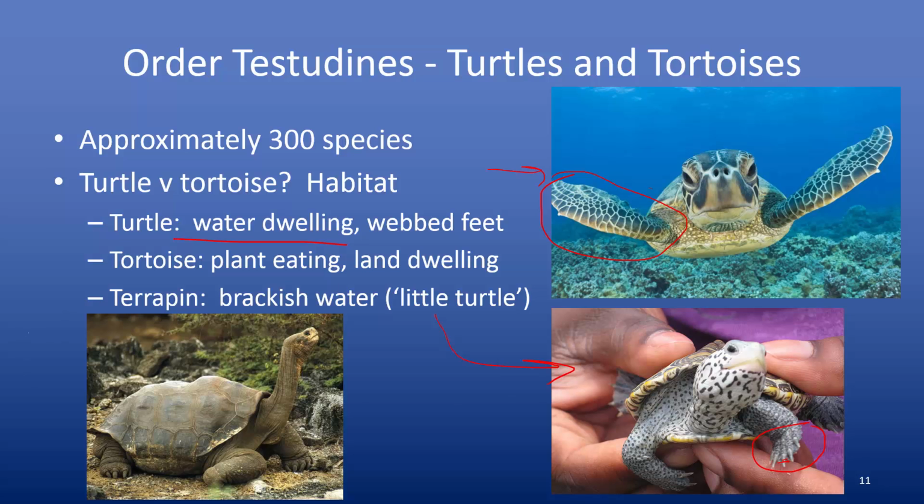On your tortoises, they are land animals, okay? Land-dwelling. Turtles are water-dwelling. They have webbed feet. Tortoises do not have webbed feet. They have little individual toes, okay? Also, tortoises eat plants and vegetation, whereas turtles are carnivorous. For instance, the sea turtle eats primarily jellyfish, and then terrapins, small turtles, will typically eat small fish.